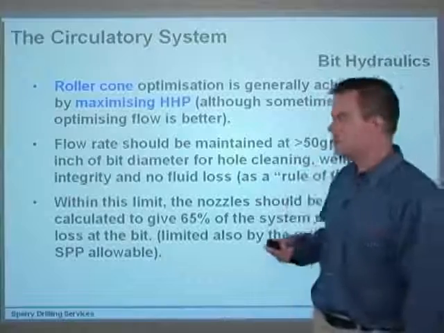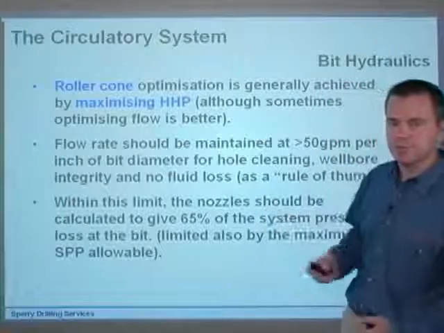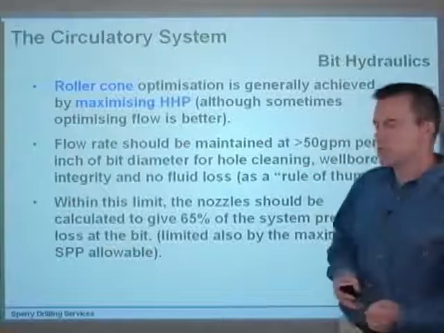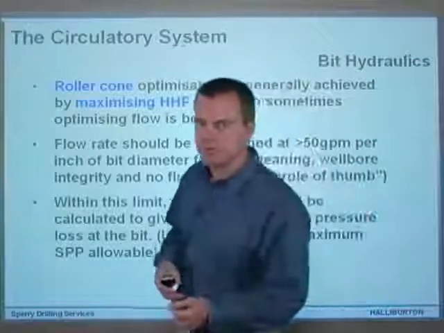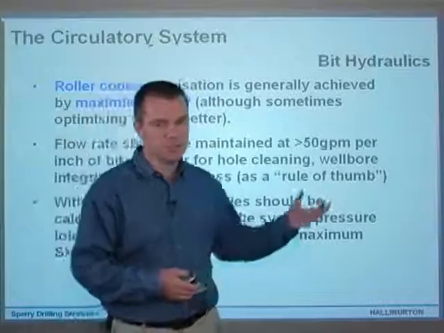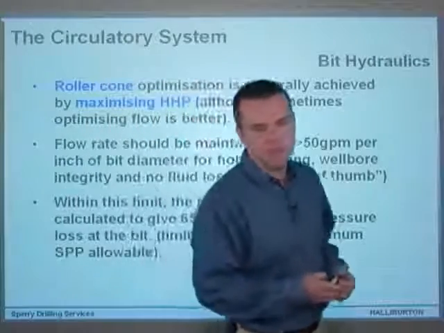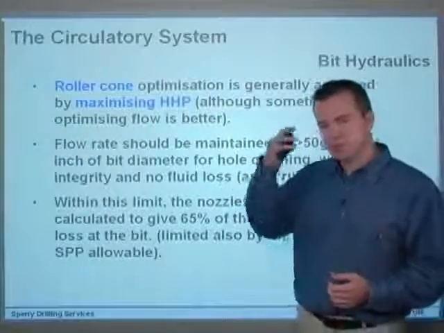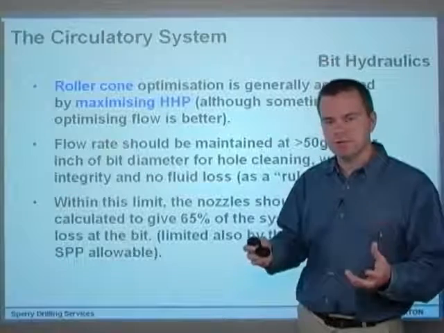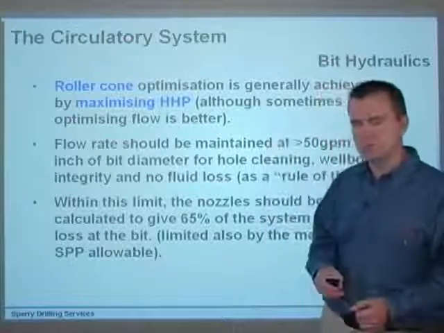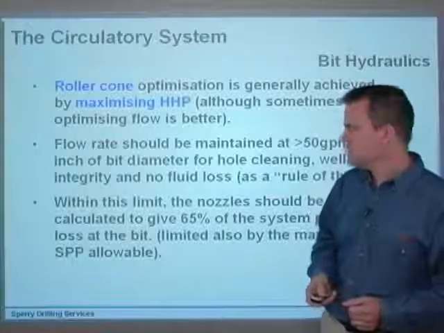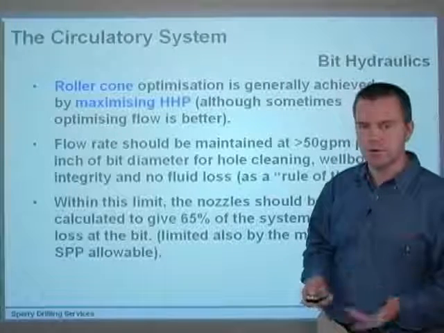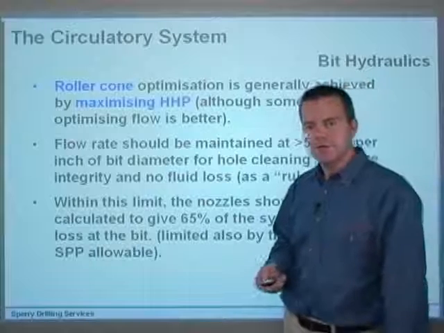Now, flow rate needs to be maintained at, as a rule of thumb, greater than, say, 50 gallons per minute per inch of bit diameter for good hole cleaning and wellbore integrity, no fluid loss. That's just a rule of thumb, not something you would apply, but something you can have in your head, just to give you a reasonable gauge of what your flow rate should be to clean a hole. About 50 gallons per minute or more per inch of bit diameter.